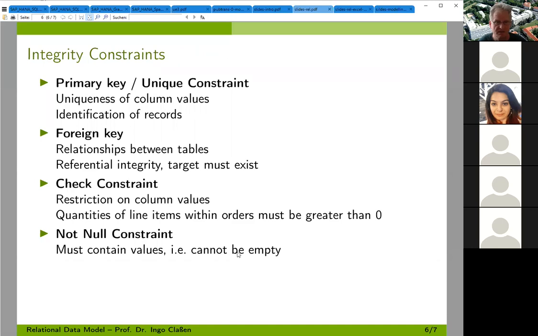Then let's talk about integrity constraints. I already have mentioned that one of the main advantages of using a relational database system, or a database system in general, is consistency or integrity. Consistency and integrity is more or less the same, so for our purposes, it's the same.